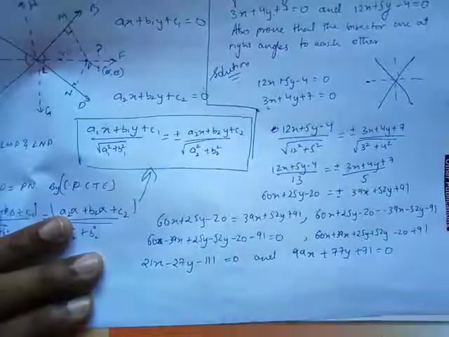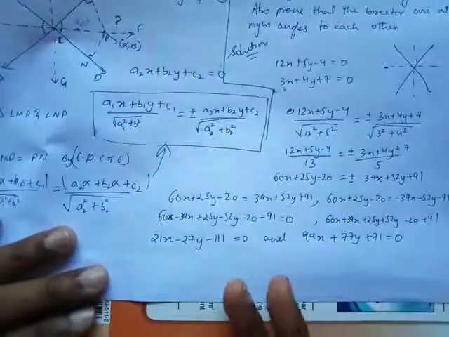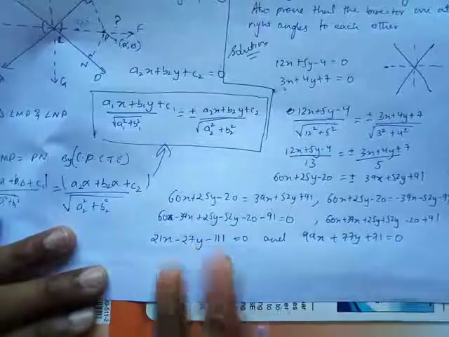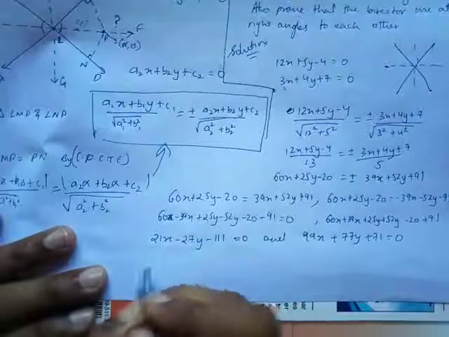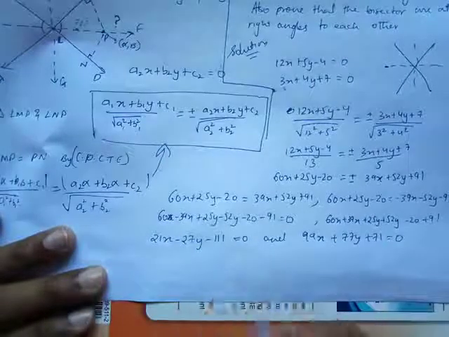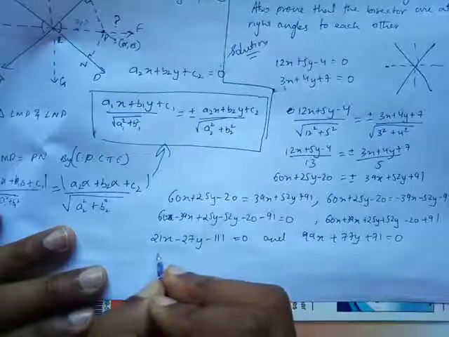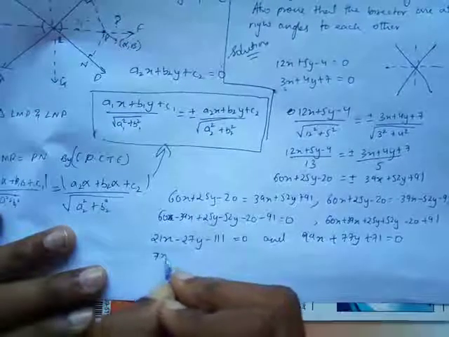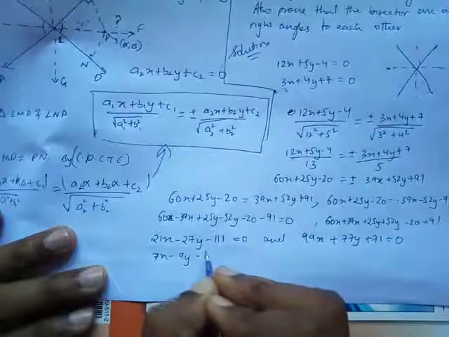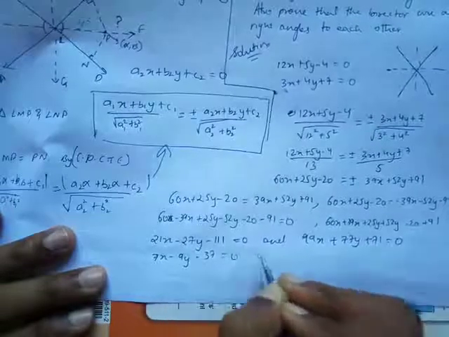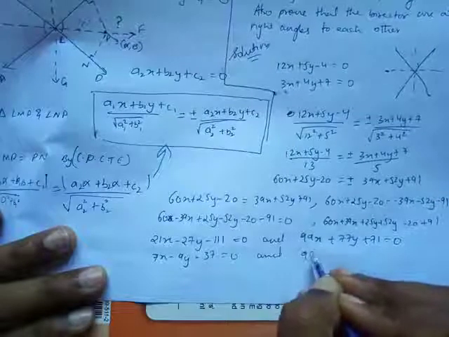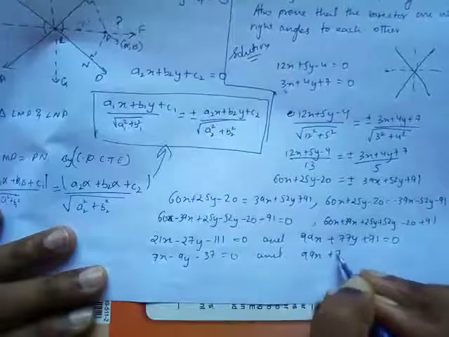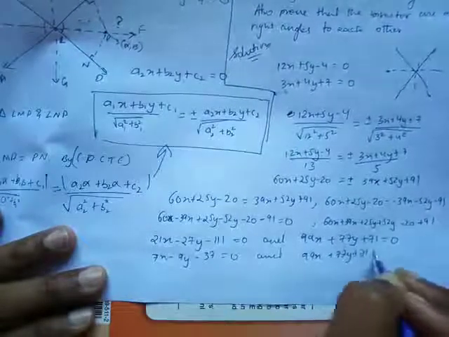These are the two equations I got. I can simplify them by taking out something common, if there is. So 3 is common here, here, and here. If I take 3 common, it's going to be 7x minus 9y minus 37 equals 0, and this is going to be 99x plus 77y plus 71 equals 0.